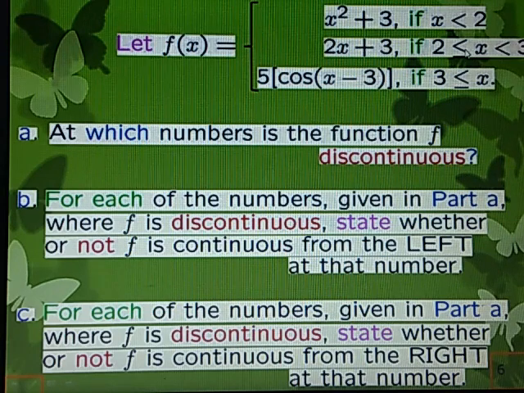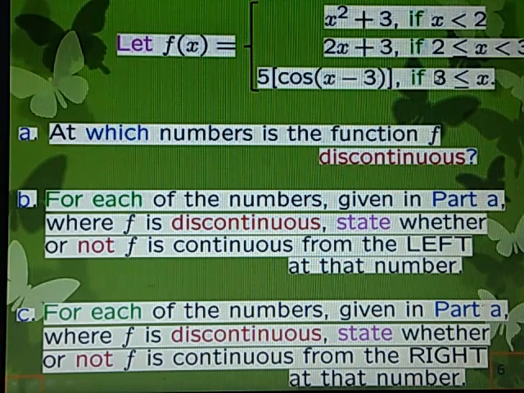Now look at the numbers between 2 and 3. I am not including 2 here. I am saying only the numbers between 2 and 3. For each, f(x) is 2x plus 3. So it remains that only. It is again a polynomial function, so you will see it will come out to be a continuous function. Even for numbers greater than 3, it is defined in the same manner, so the function remains continuous. So we can easily see it is only at 2 and 3 where there is a possibility for discontinuity. So we need to check.